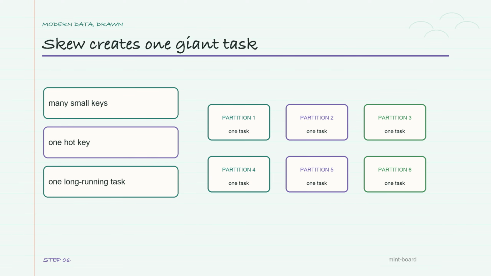With the previous step in place, the next piece becomes easier to see. If one key owns far more records than others, its destination partition becomes much larger. Most tasks finish while one slow task keeps the stage waiting. Here is the simple picture to keep in mind.